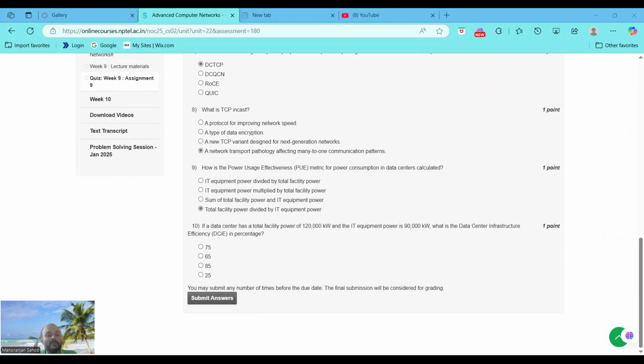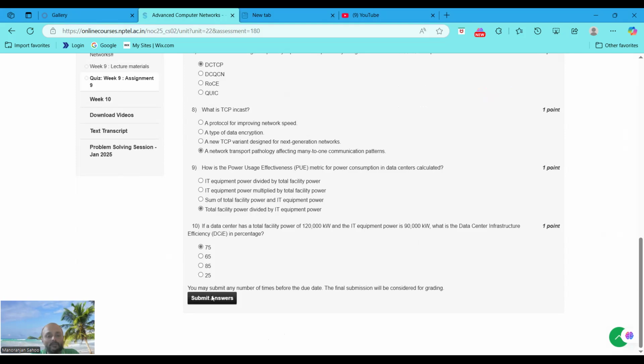Given total facility power is 120,000 kilowatts and IT equipment power is 90,000 kilowatts, that is 90,000 divided by 120,000 times 100. So 0.75 times 100 equals 75%. Yes, 75%, which is option A. Clear? Other options do not match the calculation. Simple calculation, it will be 75%.